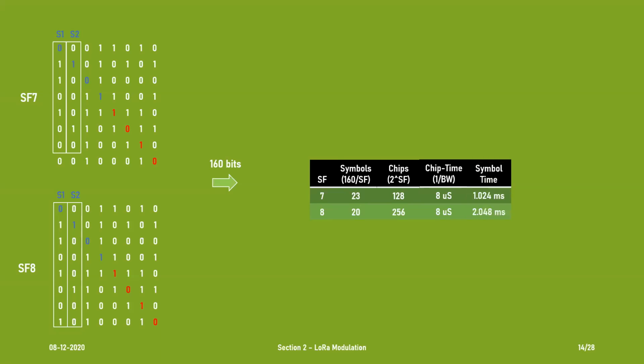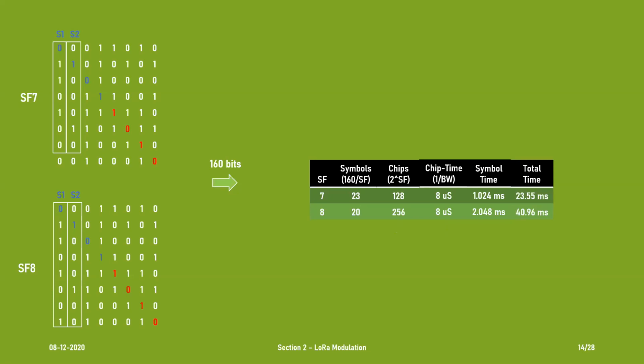Now, the symbol time, as we understood, is the chips times the chip time. Now you see the subtle difference. That's where I wanted to mathematically show that the symbol time for spreading factor 7 and spreading factor 8 is drastically different. And that has happened because of the number of chips, that is the subtle difference between 7 and 8. So you see that the symbol time is actually getting doubled in case of spreading factor 8 compared to 7. So that is the subtle difference that you want to observe.